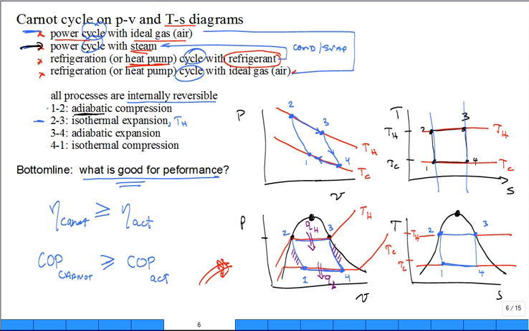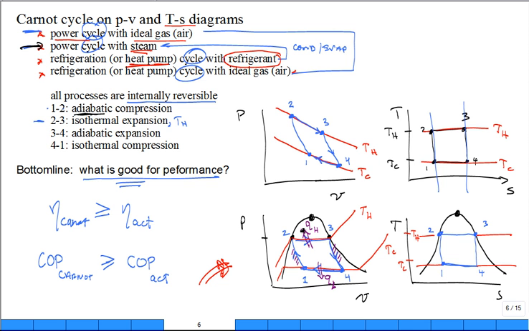Instead of running in this direction, which is clockwise, run the cycle counterclockwise on that diagram. If you do run the cycle counterclockwise on that diagram, what is the direction of QH? It's out. It's condensing at high temperature, squeezing that fluid and pushing the heat out at high temperature. Instead of absorbing heat at high temperature, it's rejecting heat at high temperature.